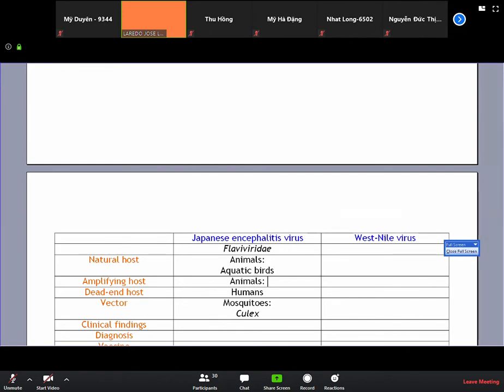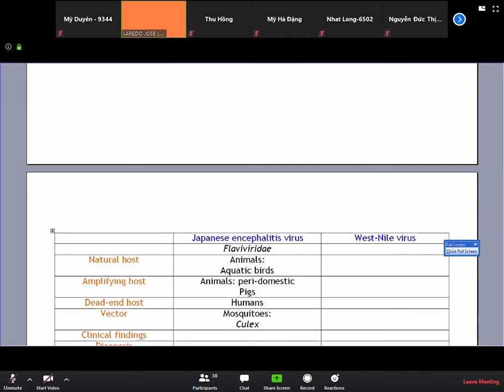Many different animals. Peridomestic animals, so animals that live around the house. That's the meaning of peridomestic. The most important, the pigs. So the transmission of the disease to the humans comes from the pigs.